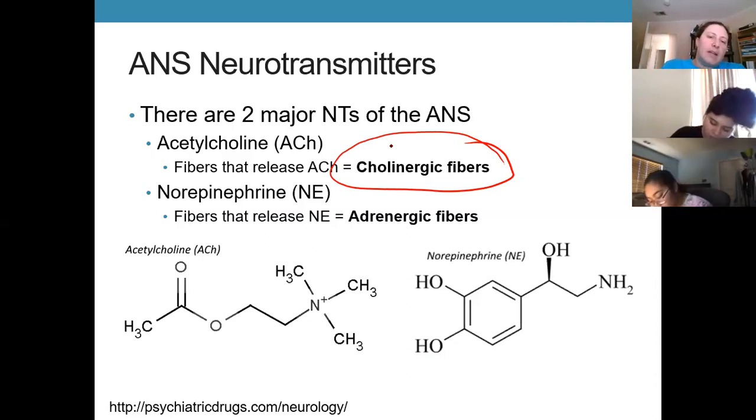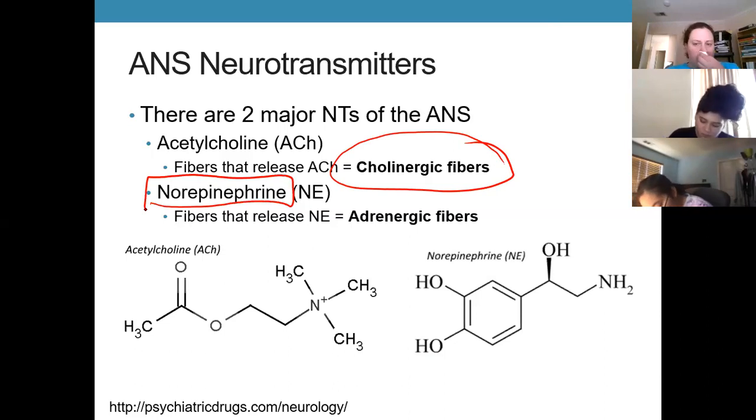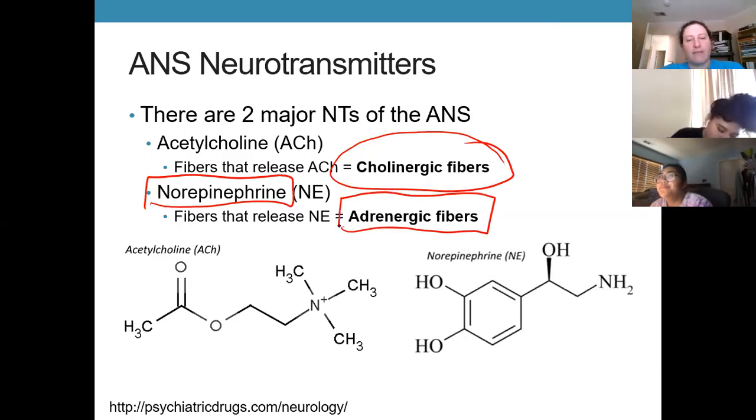And then if they're not releasing acetylcholine, they're going to be releasing norepinephrine. So norepinephrine and epinephrine are very, very similar to each other, but norepinephrine is the one that gets released as a neurotransmitter. I don't know why. And because norepi and epi are part of the adrenergic neurotransmitter system, we call neurons that release this at synapses adrenergic fibers.